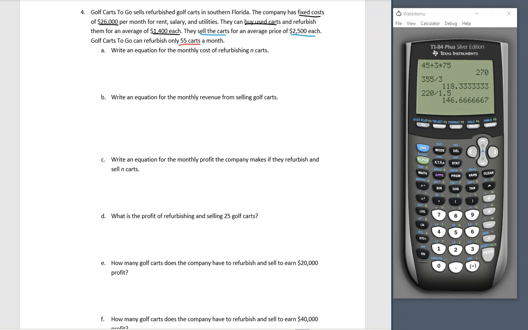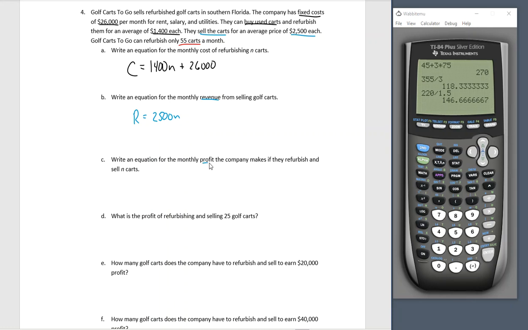All right. So write an equation for the monthly cost of refurbishing N carts. So the cost is 1,400 multiplied by the number of golf carts they buy plus 26,000. All right, that's it. Now, if I want to write an equation for the monthly revenue from selling golf carts, the revenue, that's the money they bring in. Let's call it R, because we're so creative. The revenue is $2,500 multiplied by N. Notice there's no guaranteed revenue. There's never a fixed revenue.